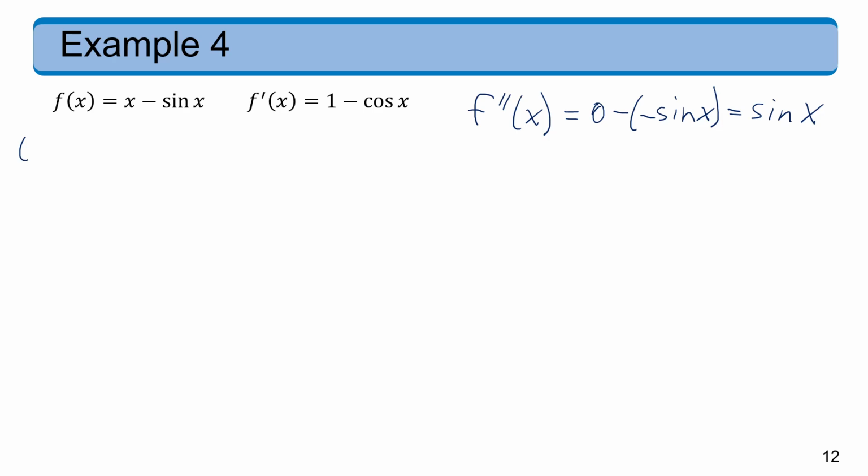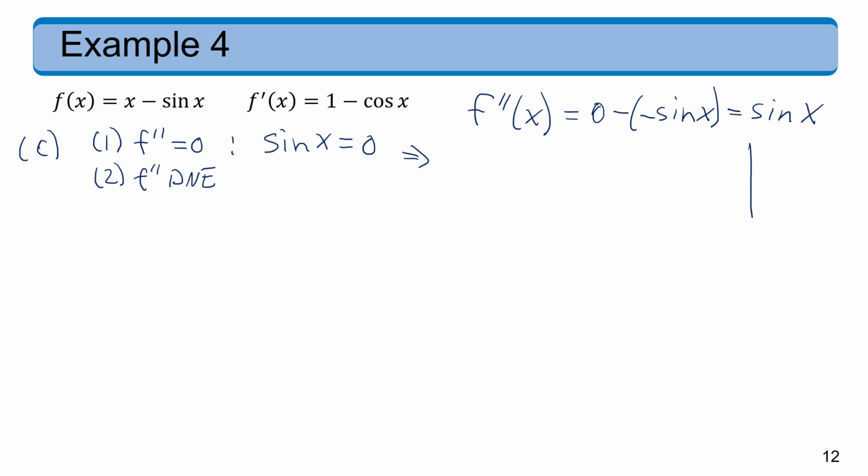Okay, so we're on part C. For concavity, remember this part is just like finding your critical numbers, except you use the second derivative. So we look at two things: values that make the second derivative 0 and values that make the second derivative undefined. So take our formula for f double prime, which is sine x, set it equal to 0, and solve for x. Again, we need to use some trig here. Find all angles that result in a sine value of 0.